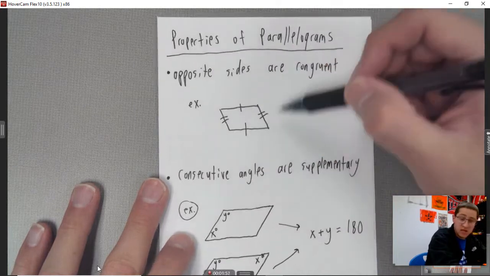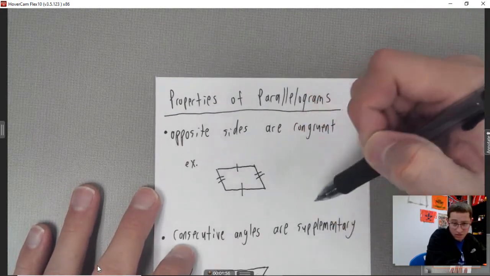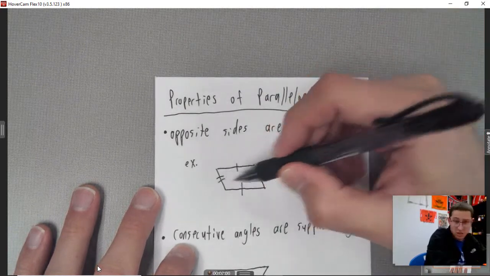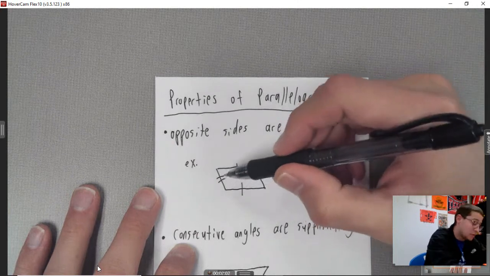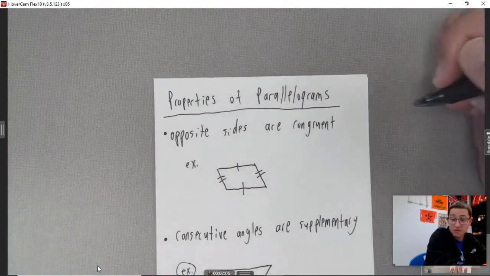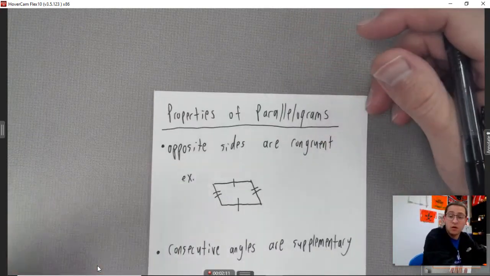That's why I have the little tick marks. So this side is congruent to this side. It could be like 8 and 8 or something like that, and then this could be like 2 and 2. Similarly, these two are also the same. Cool. The opposite sides are always congruent. So if I know it's a parallelogram, I know my opposite sides are congruent.